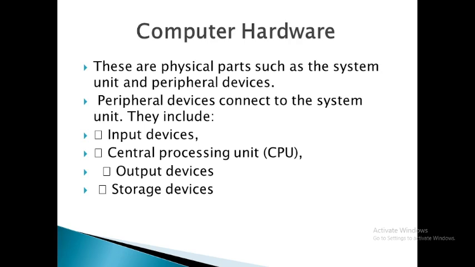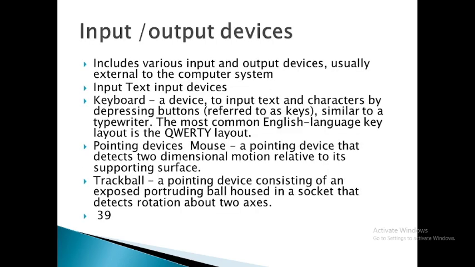Now, the peripheral devices connect to the system unit, what we are referring to as that box. The system unit includes or has the following peripheral devices. Number one, it connects to the input devices. It connects to the central processing unit. It connects to the output devices, and it connects to the storage devices.